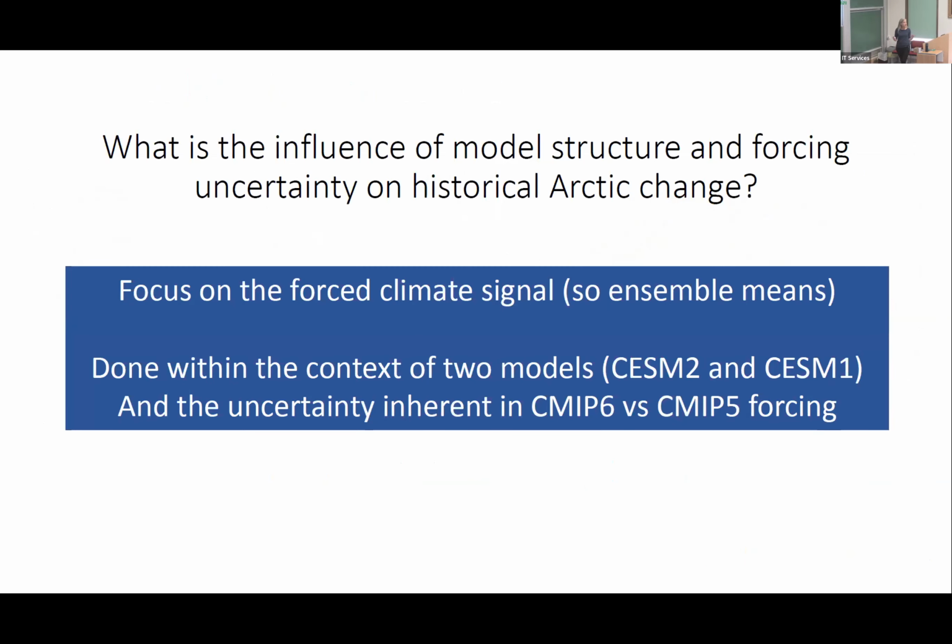Okay, so we basically wanted to ask a simple question. What is the influence of model structure and forcing uncertainty on historical Arctic change? So I'm going to just focus on the forced climate signals, so just ensemble means from large ensembles of simulations. And I'm going to do this within the context of just two models, the CESM2 model and the CESM1 model. And I'm going to look at the uncertainty inherent in forcings by looking at CMIP6 versus CMIP5.